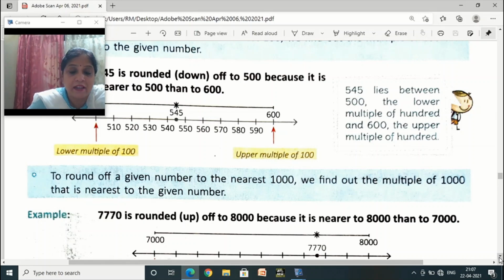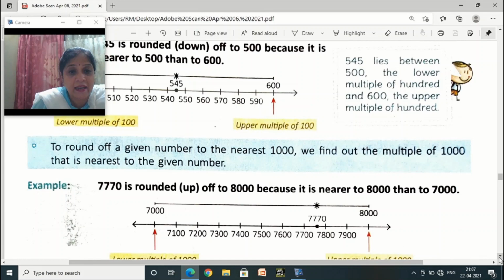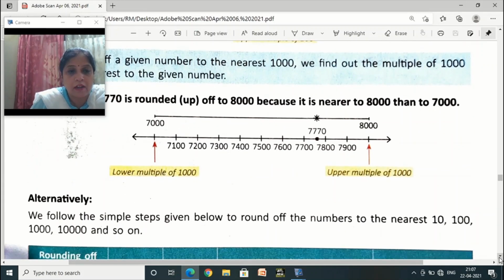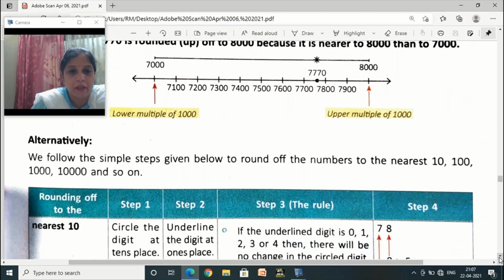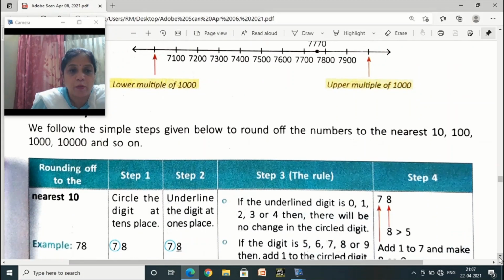And there is alternatively another method to find out, and that you will find easier, to round off a number to the nearest tens, hundreds, thousand, lakh and 10 lakh. Now let us follow the simple steps given below to round off the numbers to nearest 10, 100, 1000, 10,000 and so on. Now let us see the table. First, rounding off to nearest 10.